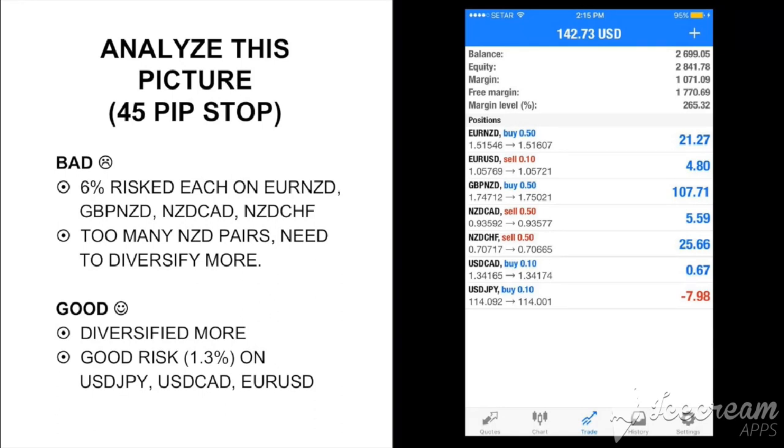I'm going to talk to you about correlated pairs, guys. You don't want to be in too many of the same types of pairs. If you got all NZD, they all get affected pretty much the same way. So go off to something else that doesn't have NZD. If you got a lot of USD pairs, then go branch off into something else. All right. Now, what is good about this? It is diversified. They did try to diversify. There's good risk management on the USD JPY, USD CAD, and Euro USD. They've only risked 1.3% on each of those. So that's good. We're getting somewhere.